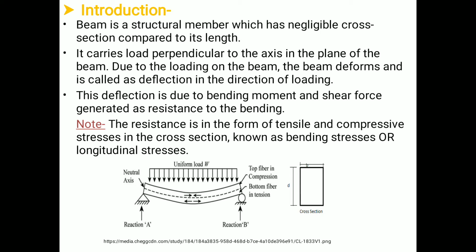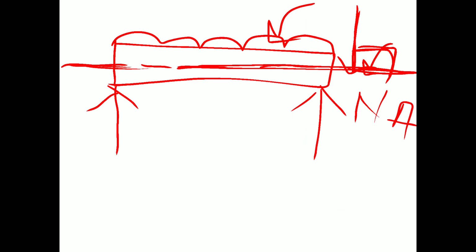This rectangular section is the cross section of the beam, which has a width B and depth D. This is the general concept of bending stresses and the definition of beam. Remember that a beam is a structural member which is subjected to external load, in this case UDL, and this is the longitudinal axis of the beam. The load acts transversely to the longitudinal axis of the beam. Due to that, bending and shear stresses take place in it.